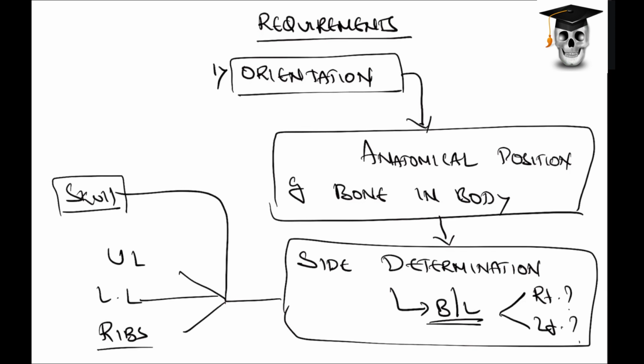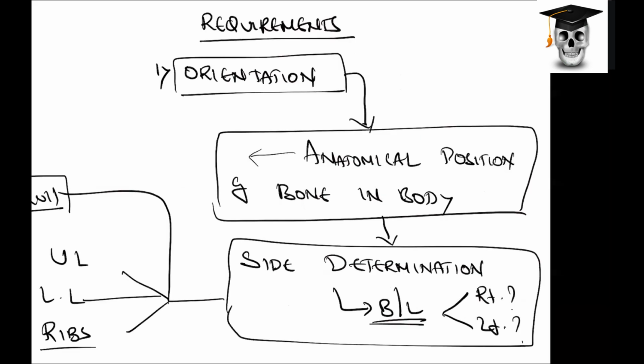All fine. So when orienting, it helps us to decide the side. When we decide the side, we have to hold the bone on the side where it belongs, and then it will help us explain the bone to the examiner or to ourselves. Okay, so now we are starting with a bone called the clavicle.